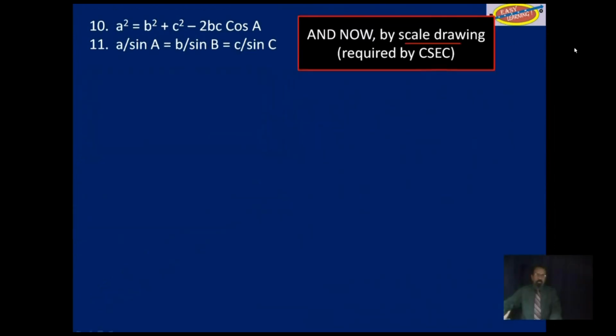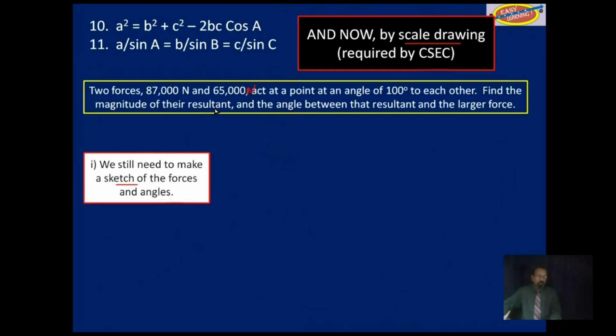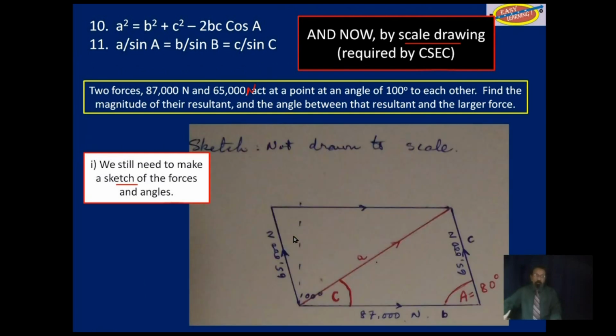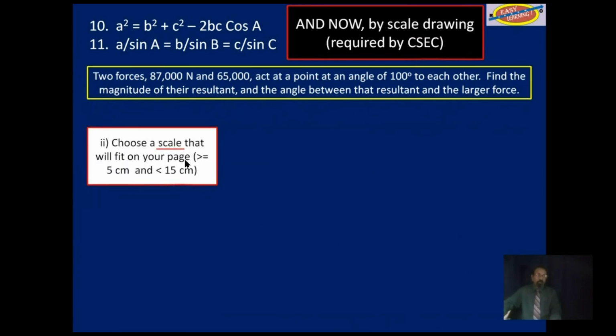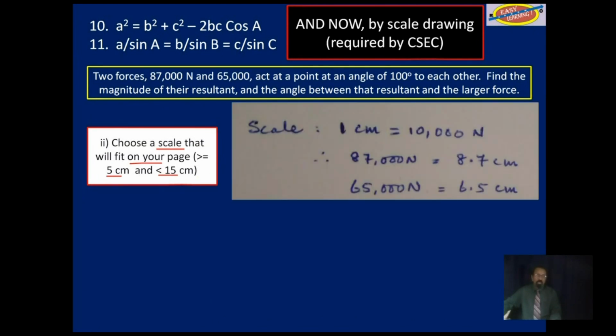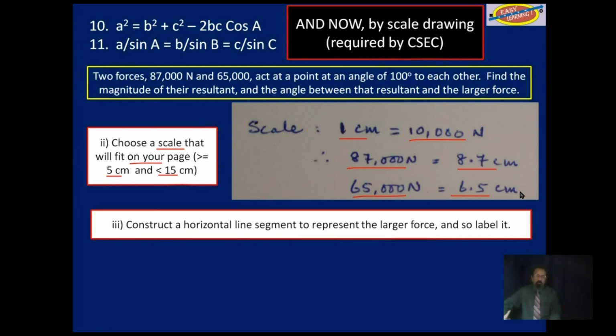Okay, now let's do the same thing by scale drawing. We still need a sketch, so we had the sketch from before. If we didn't have it, we will do it now. Remember, this is a sketch. Now that we have the sketch, we will choose a scale that would fit on our page, such that our drawing will be between 5 to 15 centimeters. In this case, we would say 1 centimeter is 10,000 newtons. Therefore, 87,000 newtons will be 8.7 centimeters, and 65,000 newtons will be 6.5 centimeters.